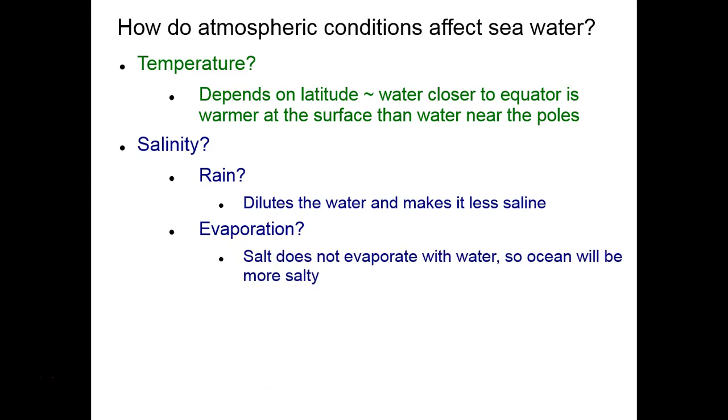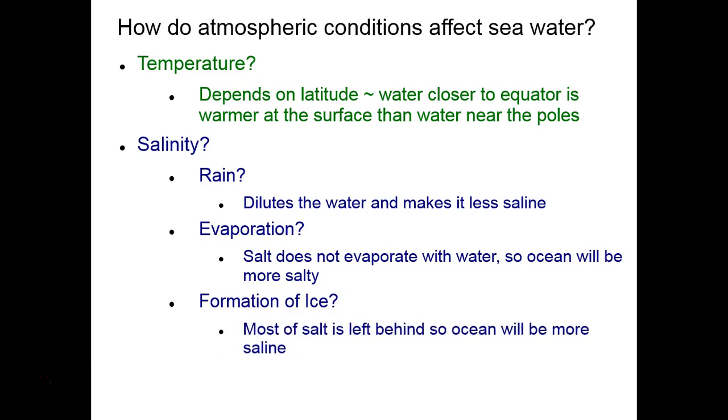Evaporation. Well, when you evaporate water, the salt is left behind. Therefore, the area where evaporation occurred is going to be more salty because it's concentrated more, right? If rain dilutes it, evaporation concentrates it, okay? And so places that have a lot of evaporation are going to be very salty, and therefore the density is going to increase. What about ice forming?